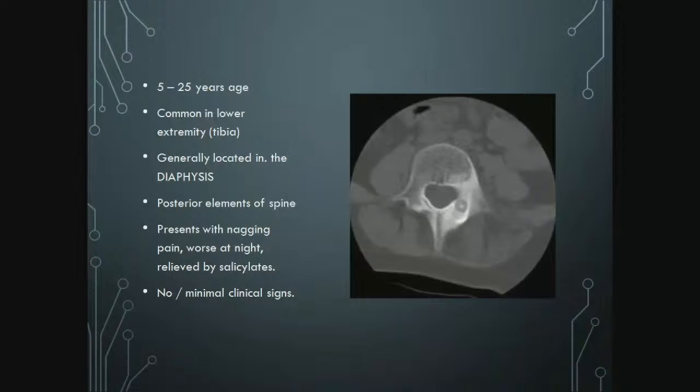It is common in the lower extremity, especially in the tibia. Generally, it occurs in the diaphysis of the tibia. In the spine, it is common in the posterior elements. The patient usually presents with a nagging type of pain, which is worse at night and is well relieved by salicylates. There are no or minimal clinical signs which can be elicited in case of an osteoid osteoma.